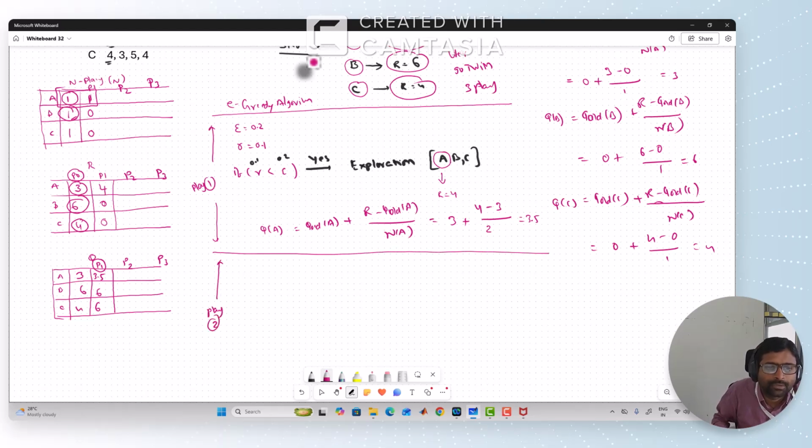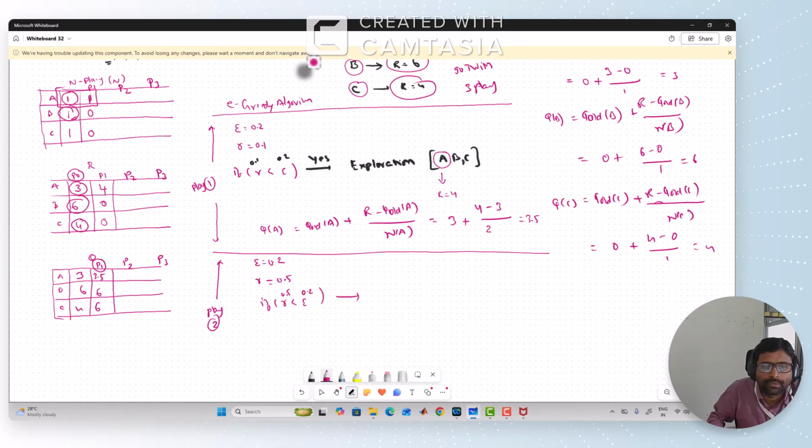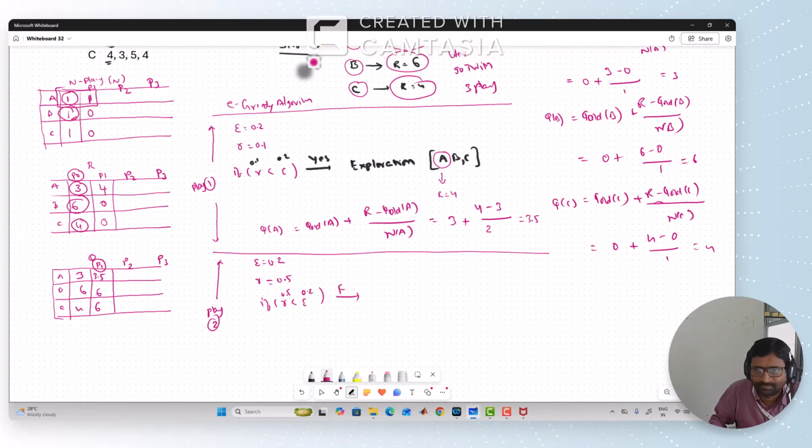Second play. As usual, epsilon value is 0.2. Randomly generate the R value. Let us assume R value equals 0.5. Then, is R less than epsilon or not? R value is 0.5 and epsilon value is 0.2. So it is false. If it is false, then we go for exploitation.